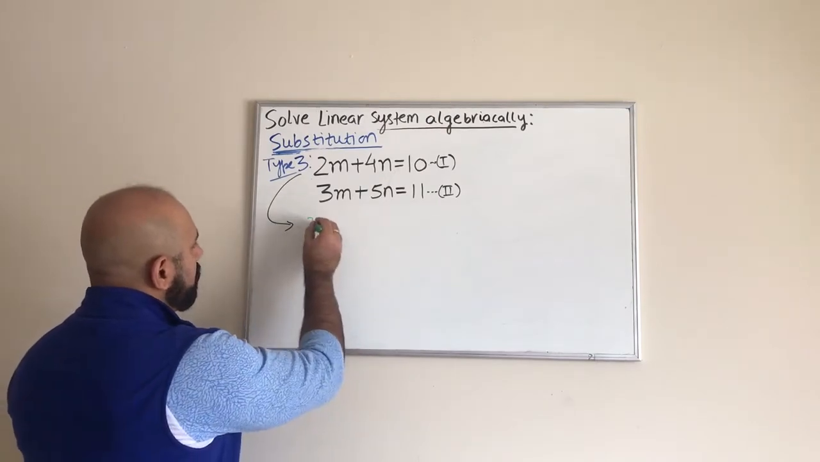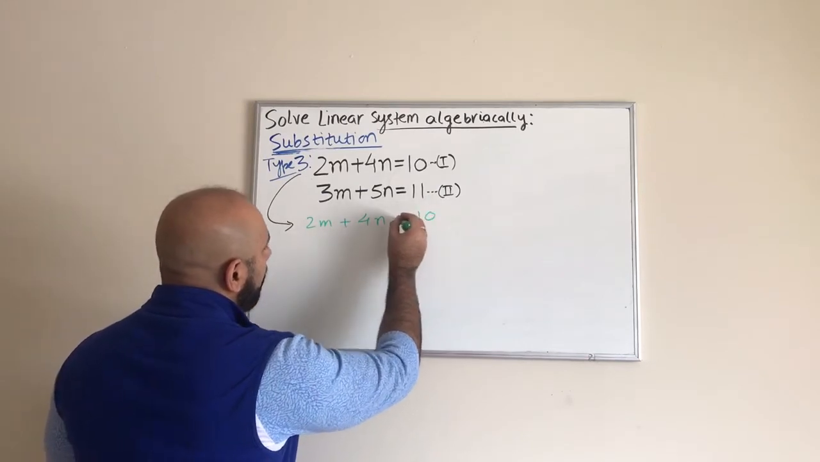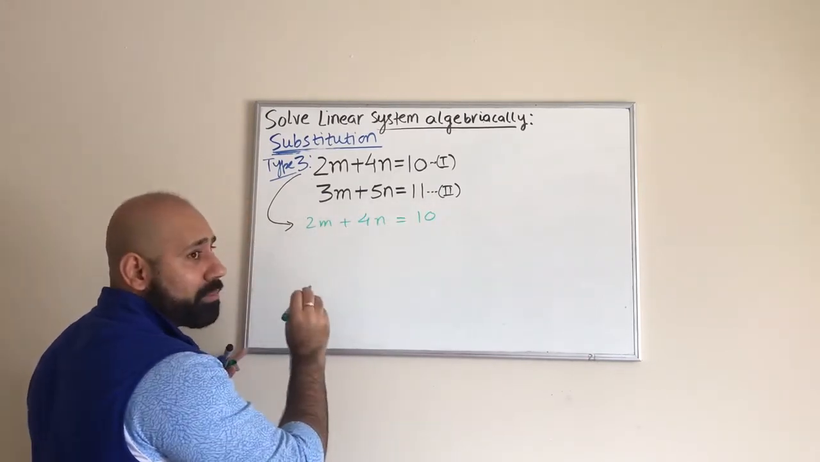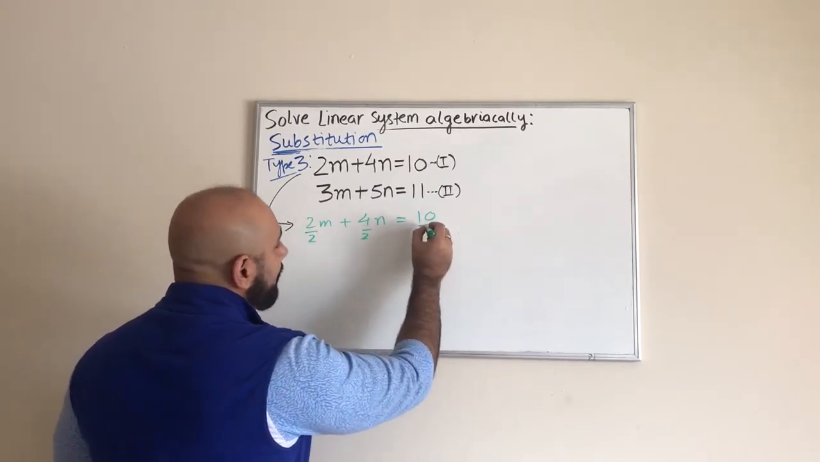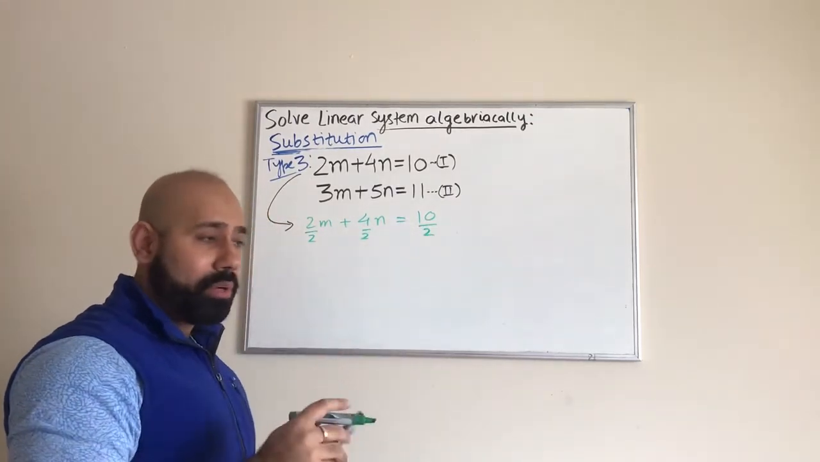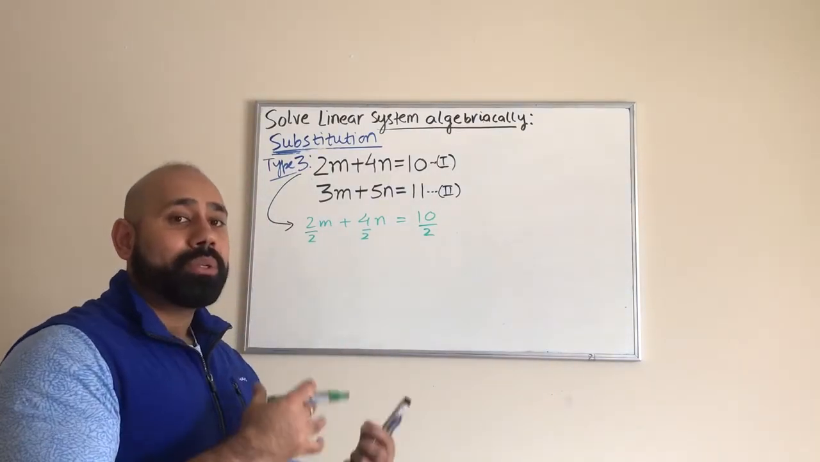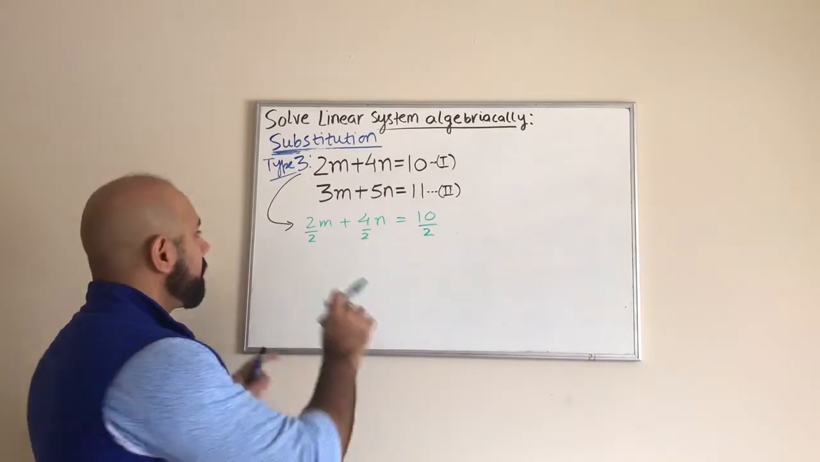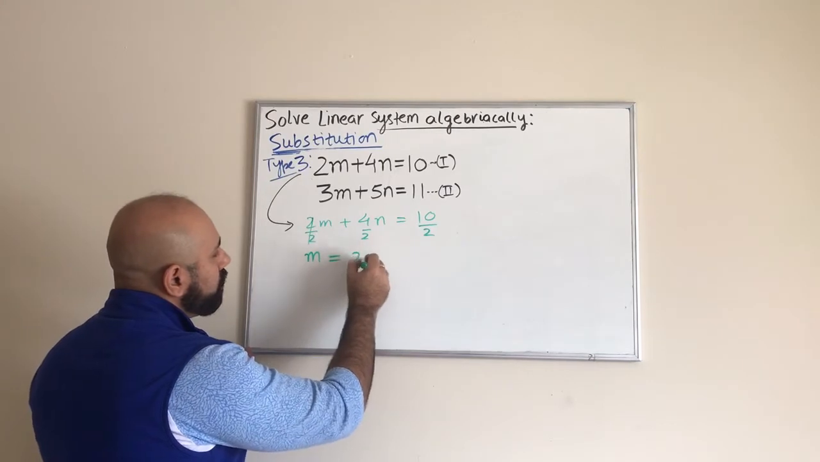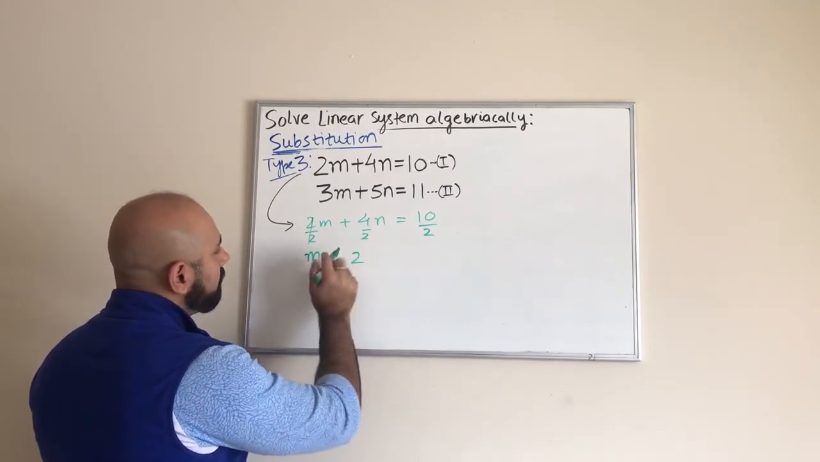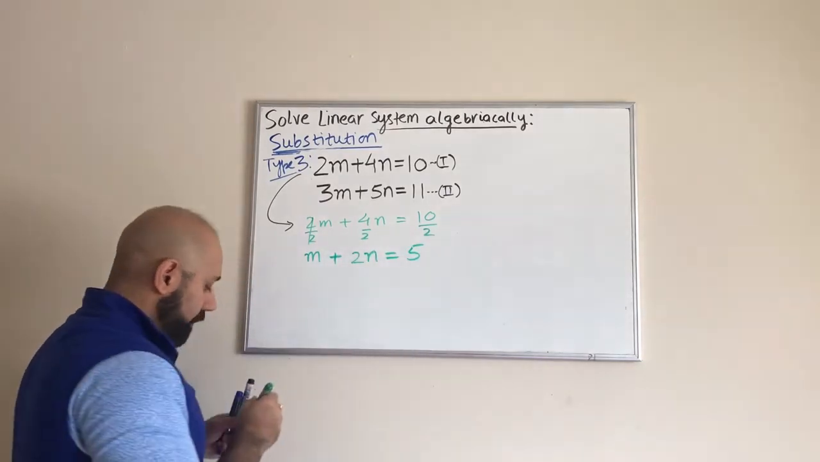So 2m plus 4n equals 10, and I'm dividing both sides by 2. So I have to divide this term by 2, the second term by 2, and the right hand side by 2 as well. Whatever we do to one side, we have to do the same thing to the other side, and we also have to do the same thing to each and every term. This crosses out. I have m plus 2n equals 5.